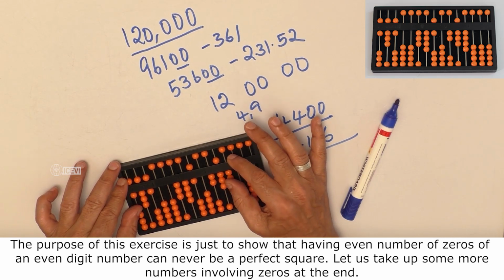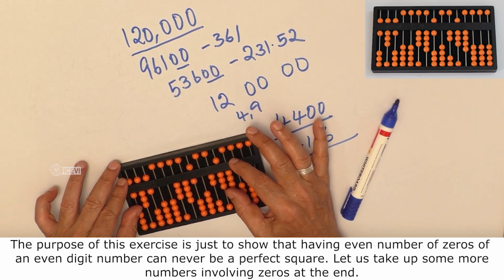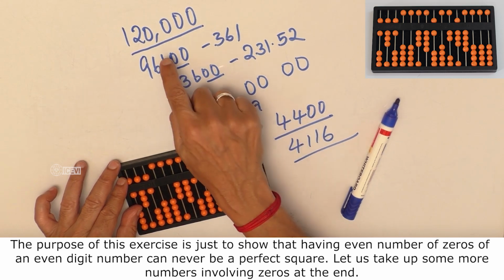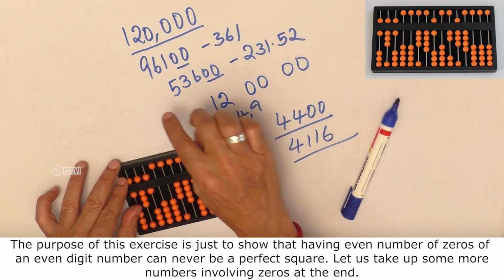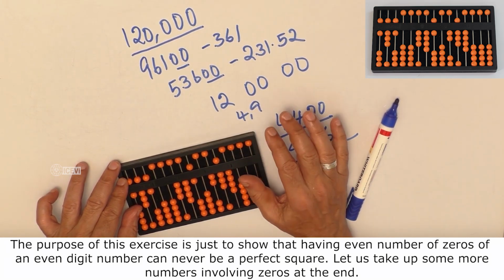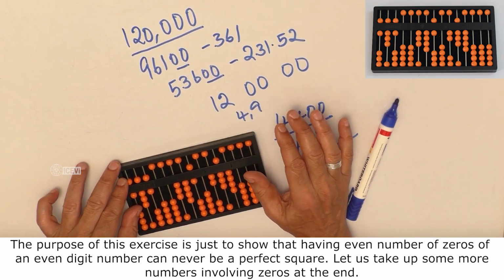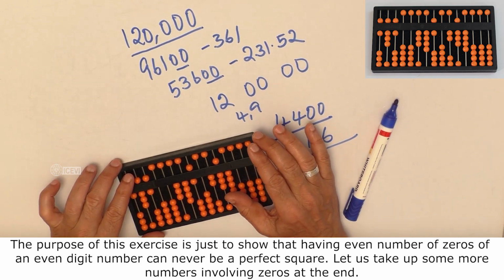The purpose of this exercise is just to show that having an even number of zeros at the end of a number can never make it a perfect square. Let us take up some more numbers involving zeros at the end.